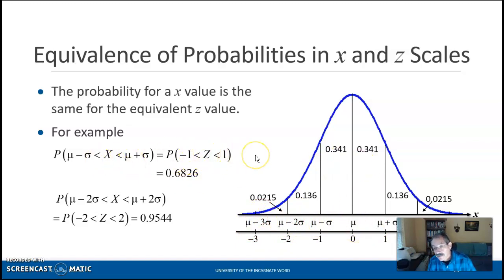And we're going to take advantage of this in the next section because we're going to use probabilities from a standard normal distribution to calculate probabilities for any other normal distribution. And so that means we're going to be going between z and x or between x and z.